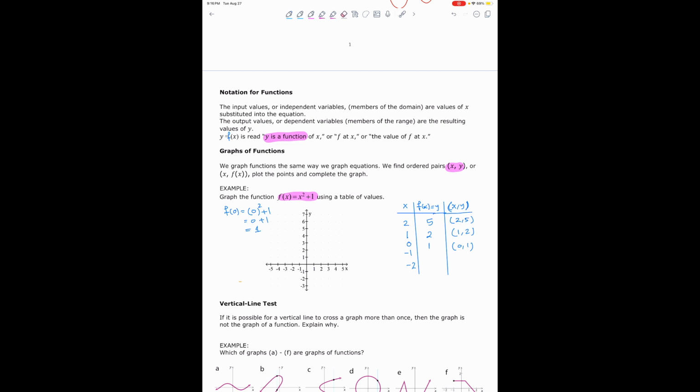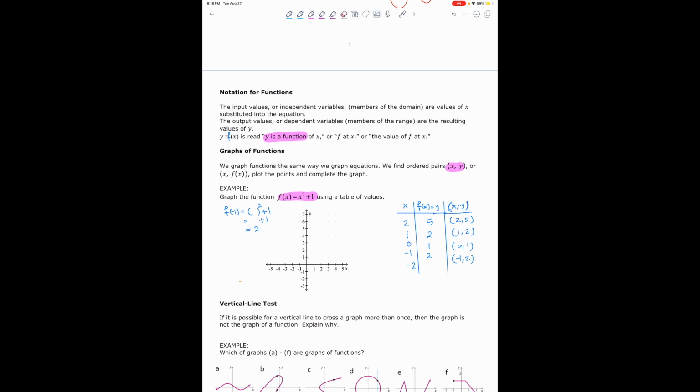And then you replace 0 with the next value, which is negative 1. So replace here negative 1. Negative 1 squared is 1, 1 plus 1 is 2. So the value here is 2. We get the point negative 1 and 2.